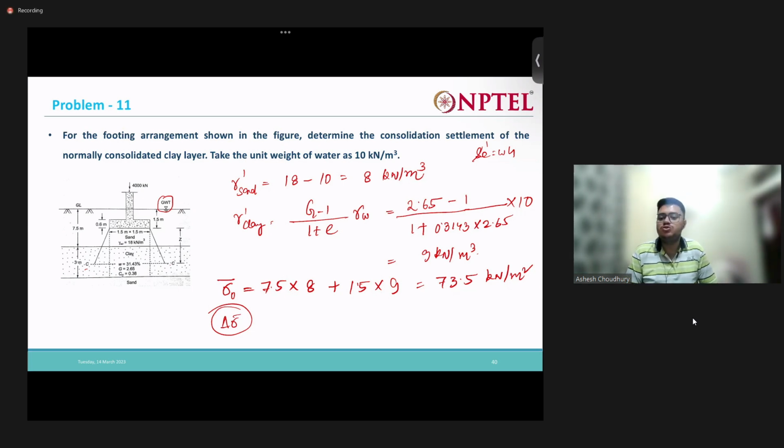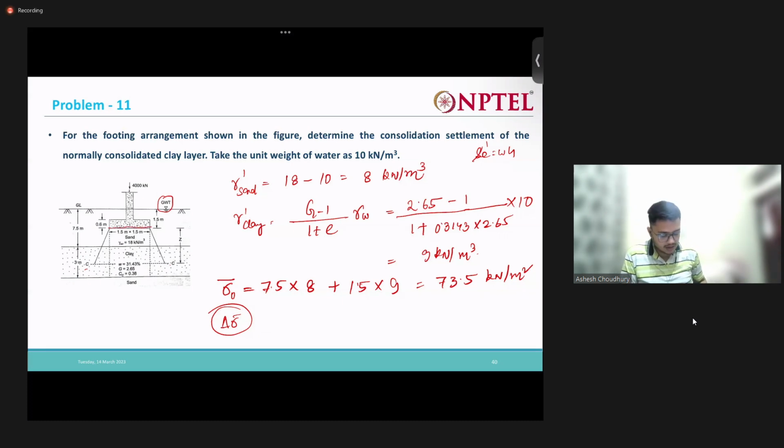There are many procedures by which we can find out the stress at a certain depth, but we will be using the simple trapezoidal 2:1 rule. Do you have any idea how to find this out? How can we find the stress at this level? What is the stress that is acting?